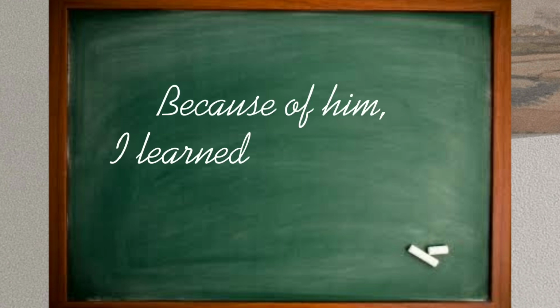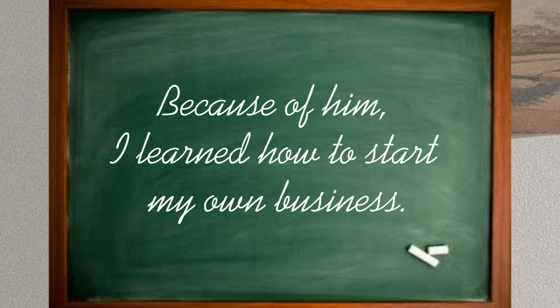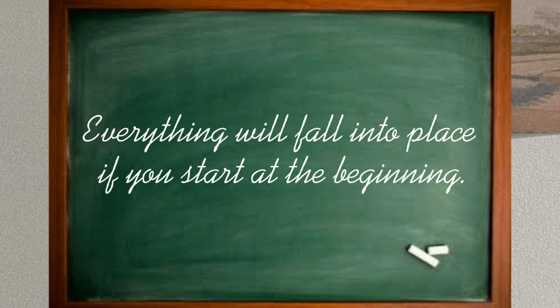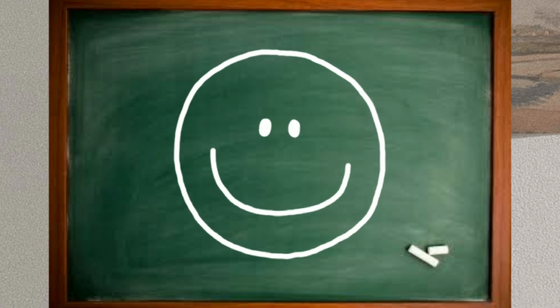Now, let's use the subordinating conjunctions in sentences. First one, the subordinating conjunction because. Because of him, I learned how to start my own business. So if you notice, the subordinating conjunction because was written first before the sentence. Let's have another example. Until you try, you'll never know. Here's another one. As I write this letter, I know I must say goodbye. And lastly, everything will fall into place if you start at the beginning. And that's all for subordinating conjunction and coordinating conjunction.